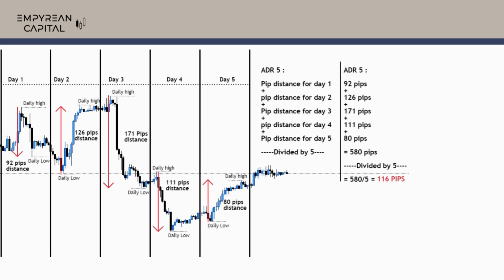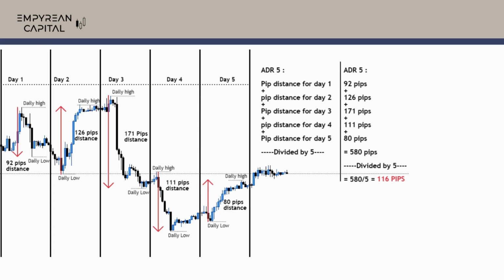And the expected range, which is also known as the ADR, is based upon how far price has moved in terms of pips between the highest and the lowest points of the day over the last 5 days. And this gives us the ADR5 figure, which is the pip movement that we expect price to move today between the lowest and the highest point of the day, right? So essentially the ADR5 provides us with how far on average price is expected to move today, again calculated based upon how far price has moved over the last 5 days.